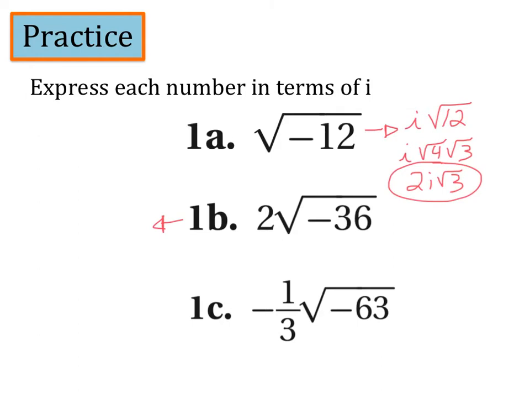So we start off with 2 on the outside. Then we have a negative under the square root, so we take that out. Then we're just left with the square root of 36. Now we know that the square root of -1 is just i, and the square root of 36 is 6. Then we can simplify this to be 12i.